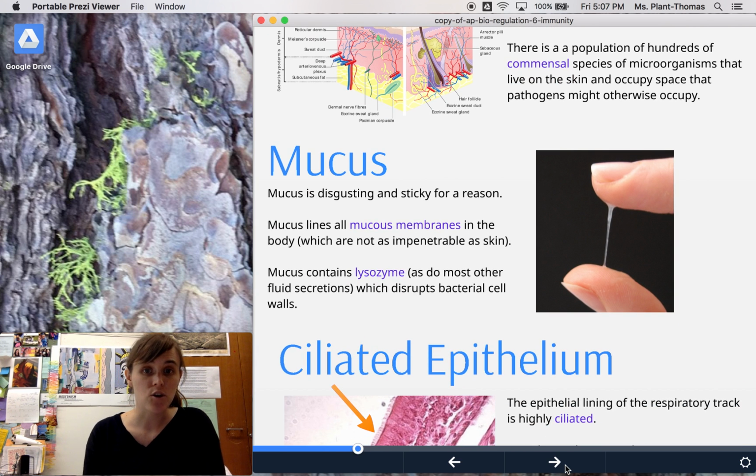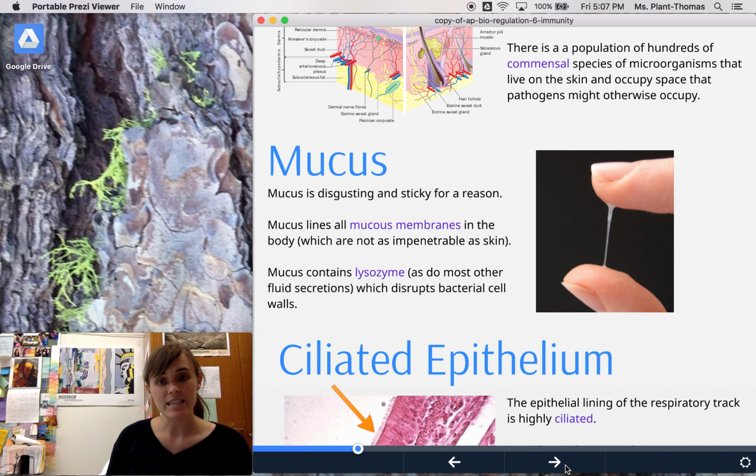So moving on to mucus. Here we're talking about the stuff inside of our nose or inside of our eyes, and saliva in our mouth, less so, but same idea. We're also talking about mucus inside of the reproductive organs. Mucus is disgusting and sticky, but there's a reason why it's so sticky. It's actually to help catch bacteria and other pathogens so that they can't get further. It also contains lysozyme, which messes up the bacterial cell walls and makes it so that they're not going to be so successful. So again, this is part of our external, non-specific immune system.